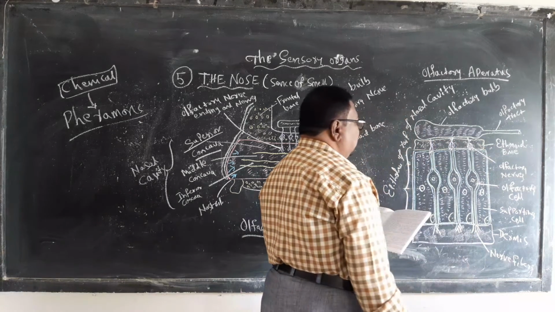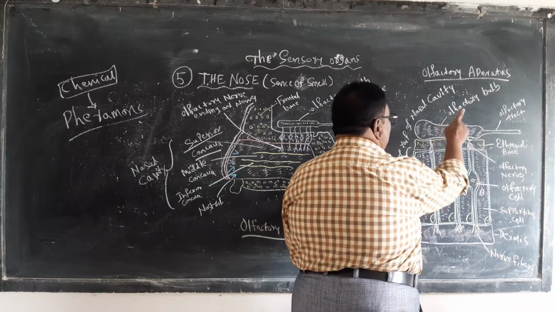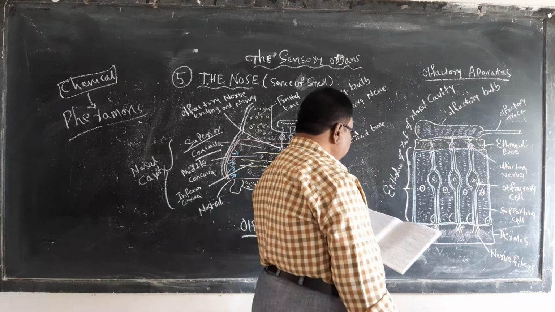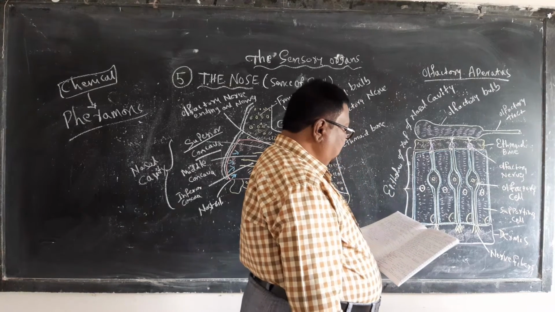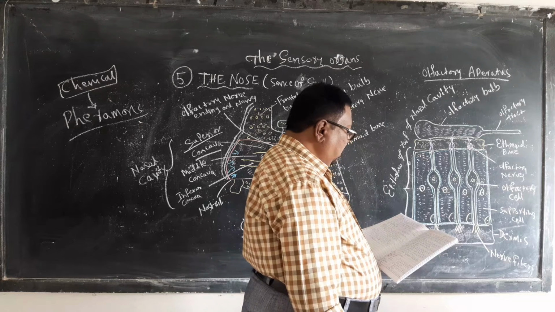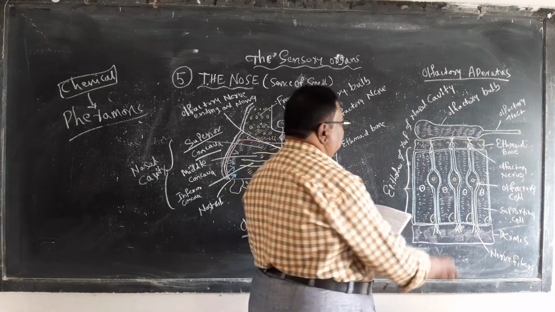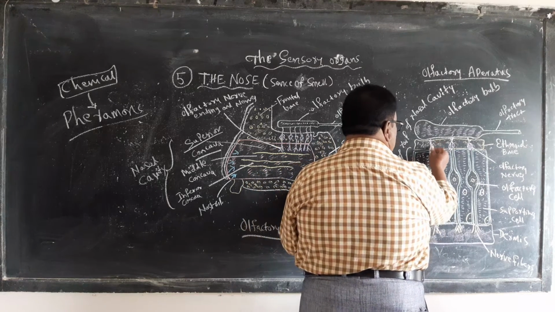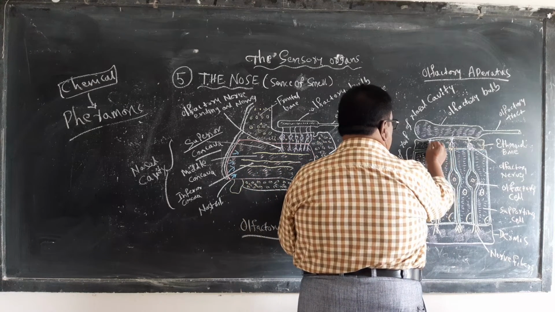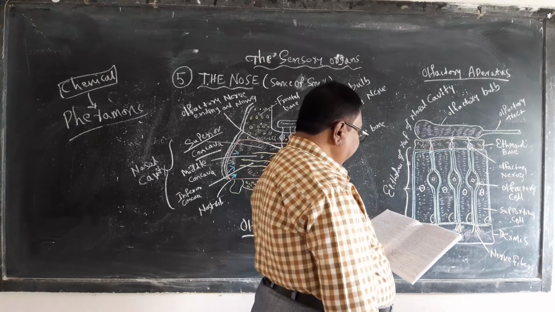And these olfactory nerves arise from the olfactory cells and enter the olfactory bulb through the cilia. The olfactory nerve passes through the ethmoid bone and terminates in the olfactory bulb.